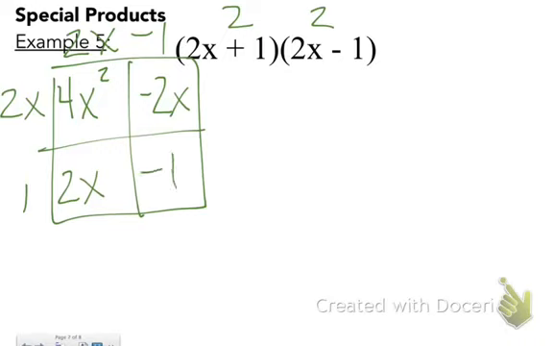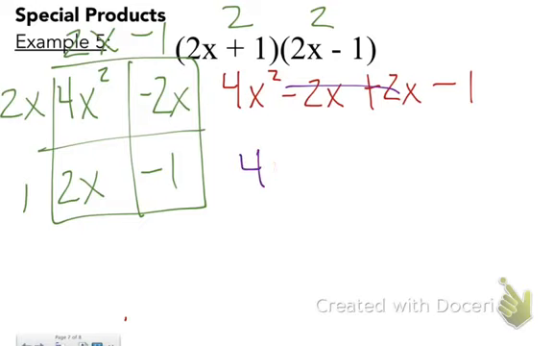Now, when I write it all out, you might see what's going to happen. 4x squared minus 2x plus 2x minus 1. Well, you end up with negative 2x and positive 2x, which are actually just going to cancel each other out. Because negative 2x plus 2x is just 0, so all I end up with is 4x squared minus 1. And anytime you have two binomials that are exactly the same, other than one is positive, one is negative, the same thing will happen.